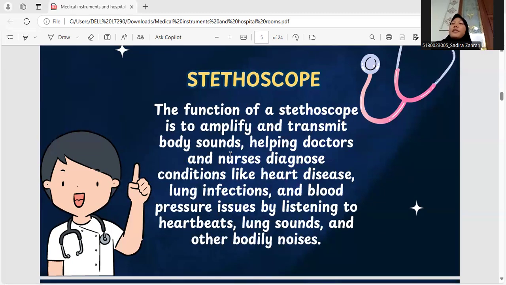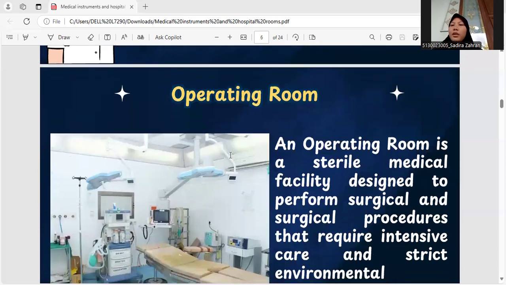The function of a stethoscope is to amplify and transmit body sounds, helping doctors and nurses diagnose conditions like heart disease, lung infection, and blood pressure issues by listening to heartbeats, lung sounds, and other bodily noises. Next slide.